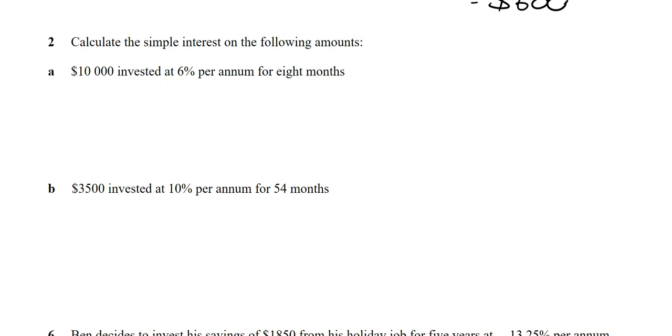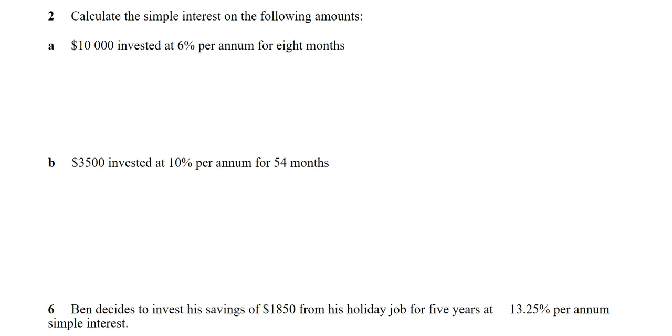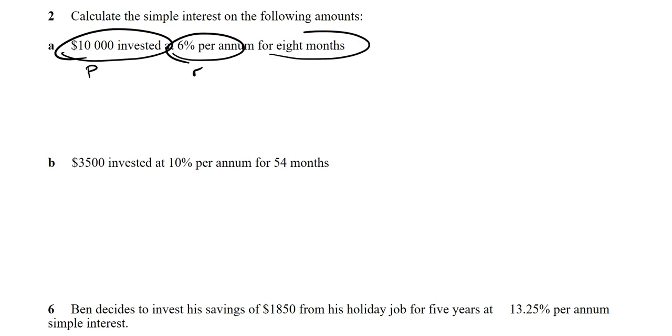Okay, part 2. So similar deal, except this time we've got 8 months. So I've still got $10,000, that's still my P. 6 is the rate R, and 8 months is the time. But I'm going to have to change 8 to be 8 over 12 because I'll have to have it in years. It's really important that the rate and the time are in the same units. Rates are almost always given per annum, so we often have to change the time from months to years.